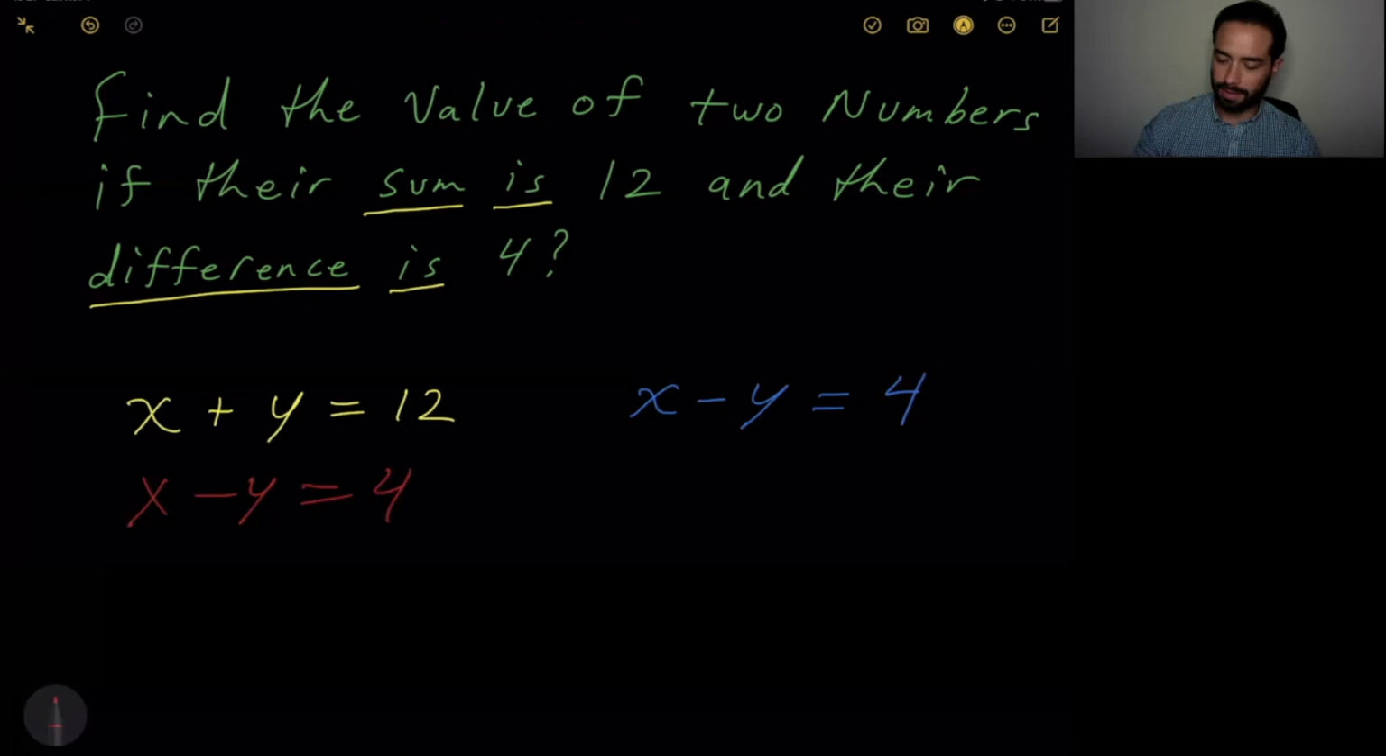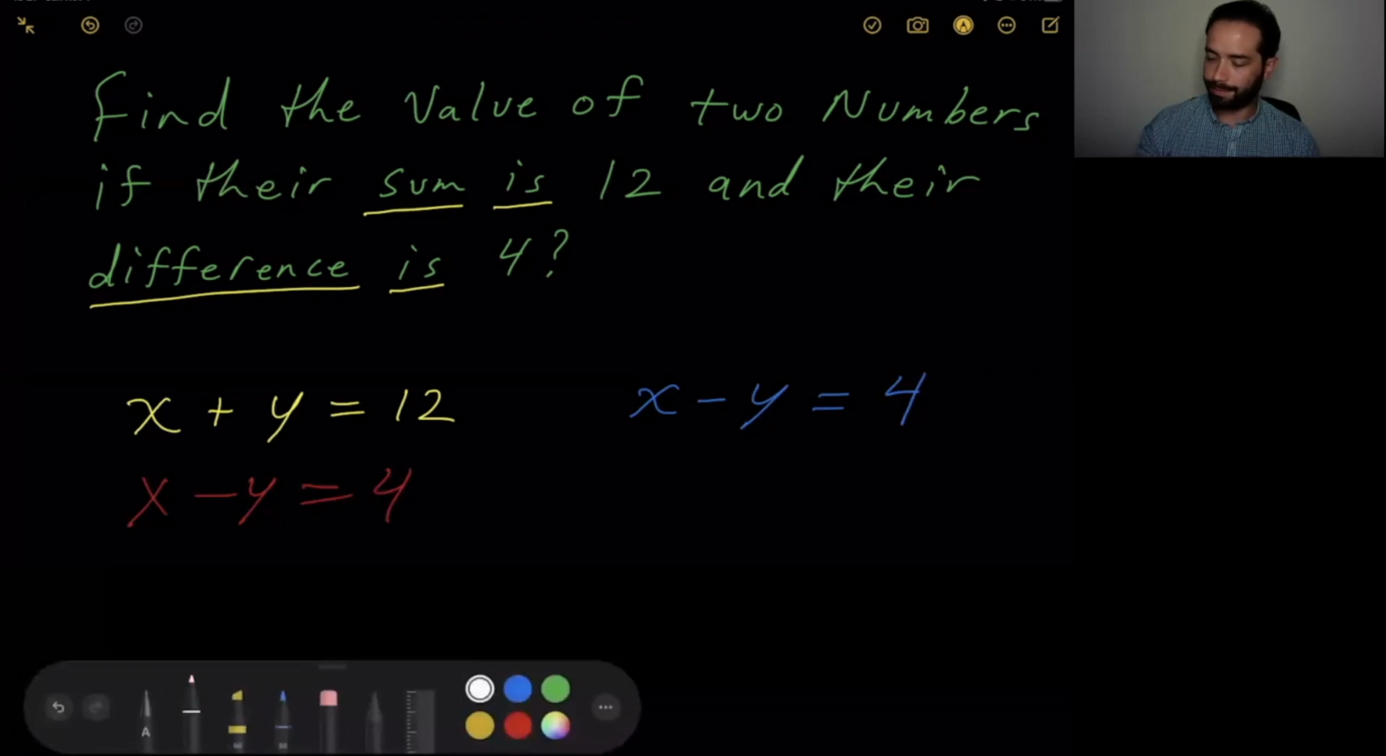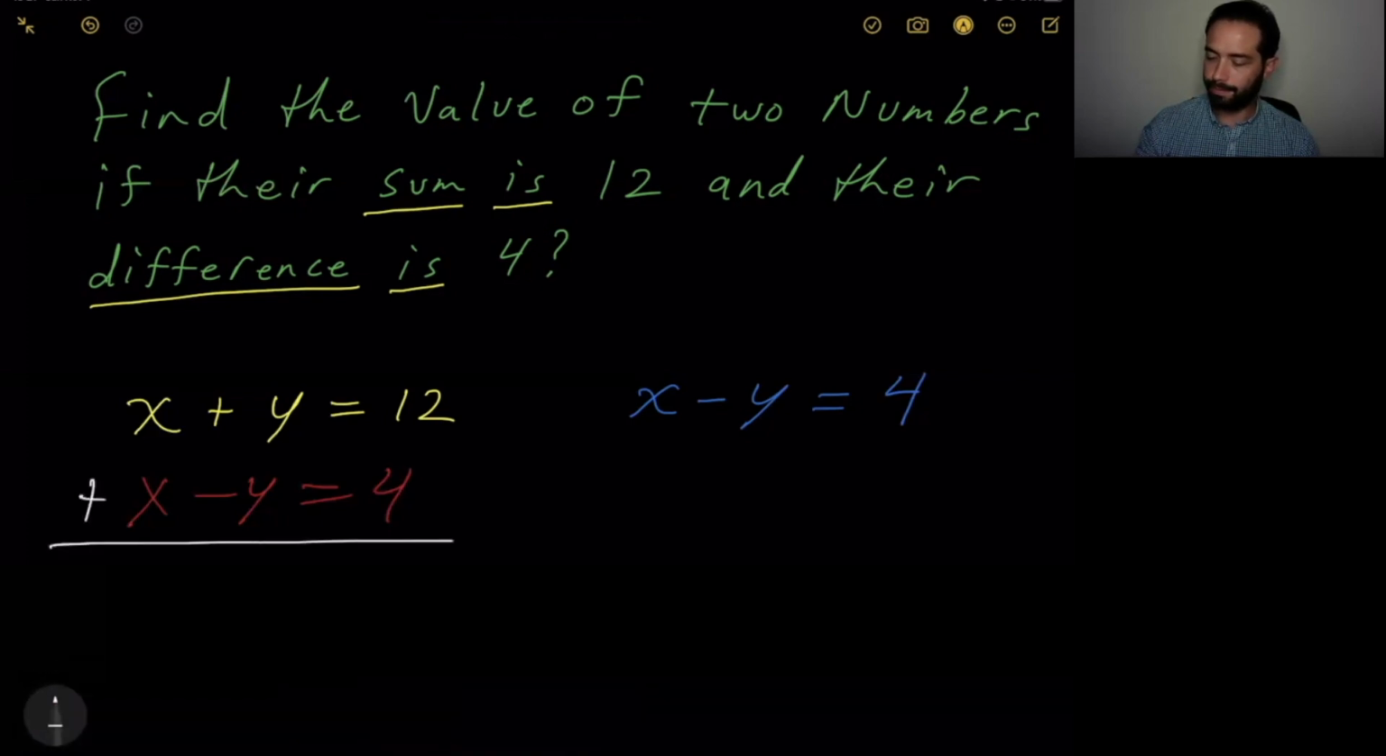All right, so let's rock this out. X plus X, that's your 2X. Y plus negative Y is 0. And then we have 12 plus 4, and that equals 16. All right, 2X equals 16. 2X means 2 times X. So what do we do to both sides?